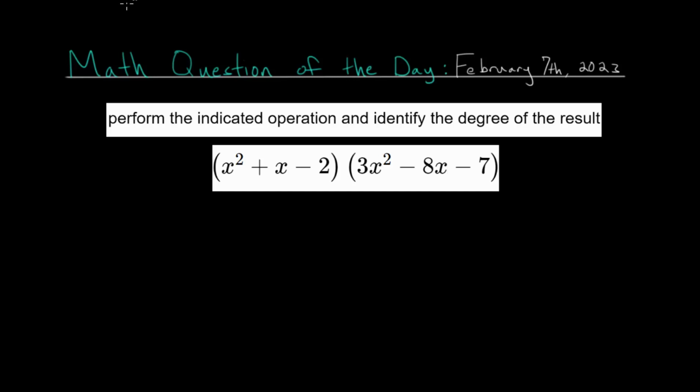In this video, I'd like to talk about the math question of the day for February 7th, 2023. With this problem, we need to perform the indicated operation and identify the degree of the result, namely the degree of the resulting polynomial, since we're taking two quadratic polynomials and multiplying. For this type of problem, we need an understanding of Algebra 1 and some of Algebra 2, where we start to deal with polynomials and how to carry out their arithmetic.